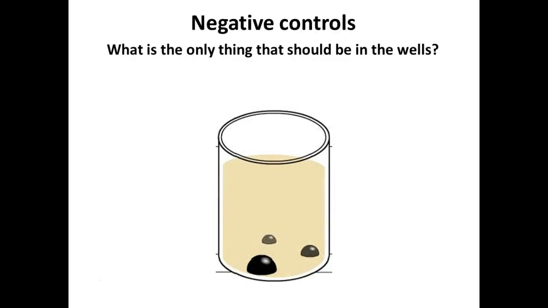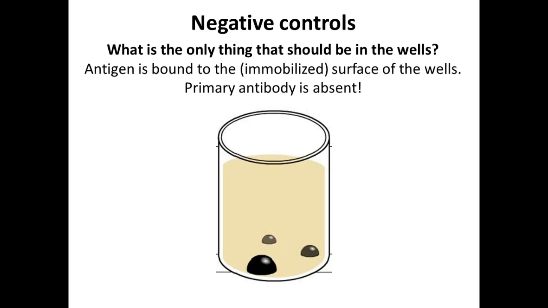So, what's the only thing that should be in the wells for our negative controls? What's the only thing we put in there that binds? It's the very first thing we put in the wells. Antigen. Right? No primary antibody binding to this, right? Nothing should bind. So just the antigen. Primary antibodies absent.